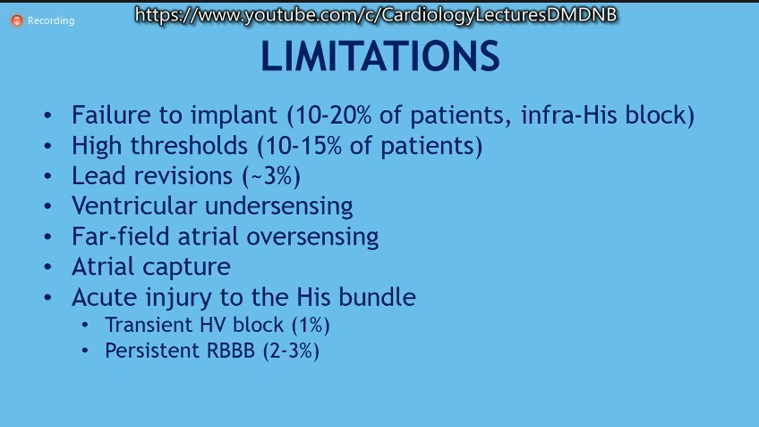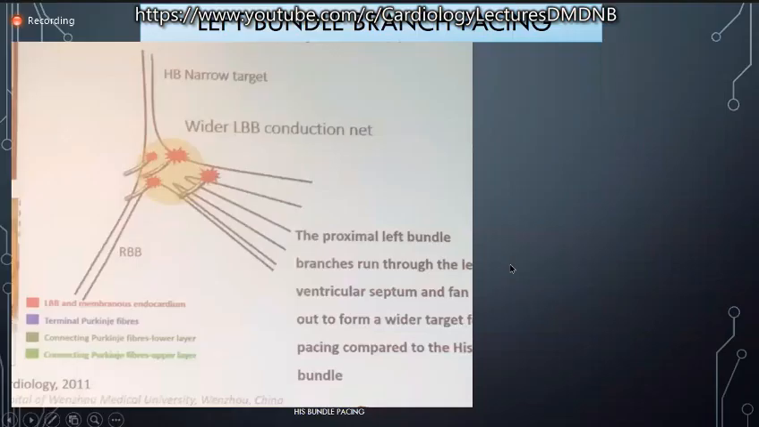You'd also have a small risk of injury to the His bundle, a 1% risk of transient HV block and a 2 to 3% risk of right bundle branch block. So primarily the major concern was unstable thresholds in the long term and inability to get a good narrow QRS in patients with infra-Hisian block, a need for lead revision, and higher battery consumption in the long term. So clearly people were looking for something beyond His bundle, and that's why the left bundle came in.